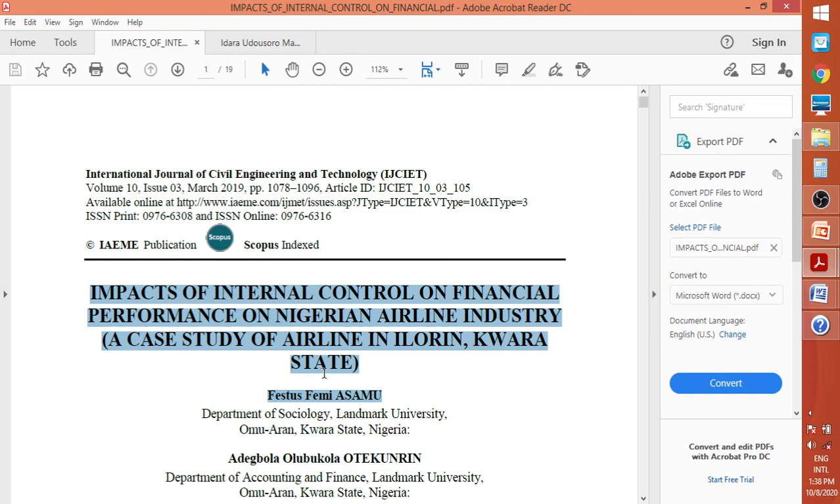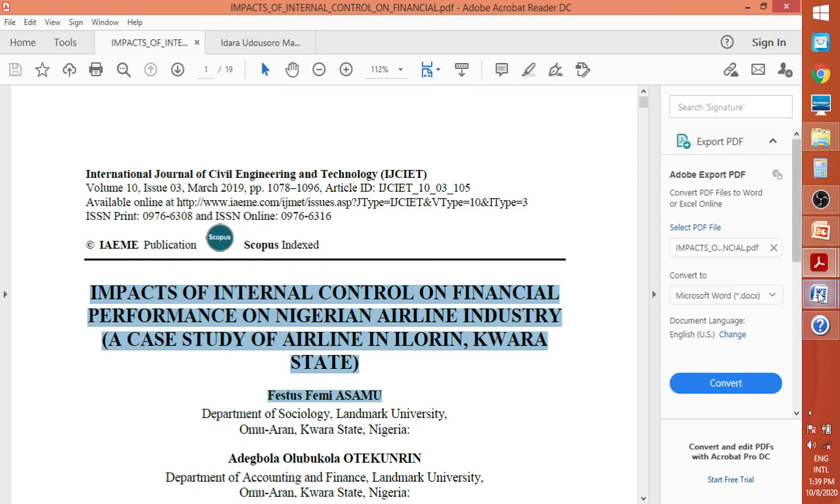Is that the only state where they operate airlines? Is that the only state where there's airports? Obviously, the answer is no. There are several others. We have Lagos, Abuja, Enugu, Port Harcourt, several states. So why did they just study one state and use it to generalize the whole of Nigeria? It's not going to be possible. So I would say this study has a gap in terms of its studied population. The population which is studied is what is small.